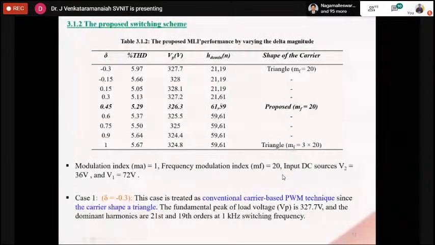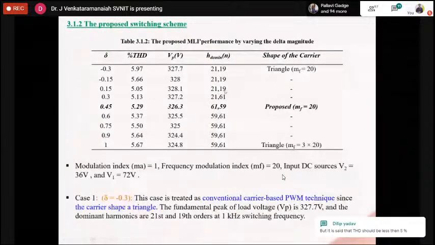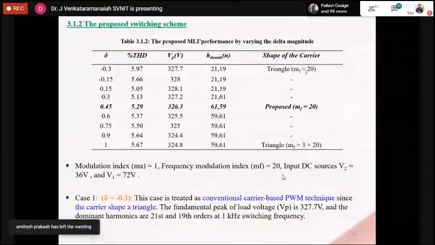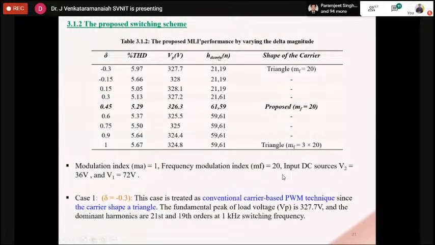The dominant harmonic is shifted from 61 to 59. Why is it 621? Why is it 2190? Because it is the POD technique. We have considered 1 kilohertz, so MF value is 20, so it will be plus or minus 1 of 20, so 21 and 19. But with the same carrier, by changing the delta value, I have attained different dominant harmonic values. So this is 61 and 59. At this juncture, we can use a smaller filter size with the same carrier waveform.